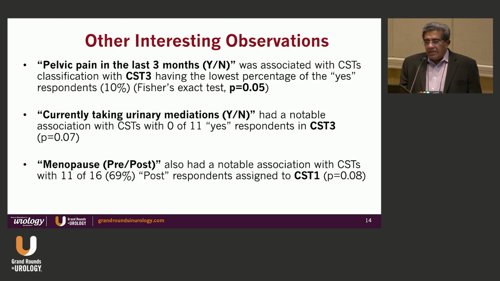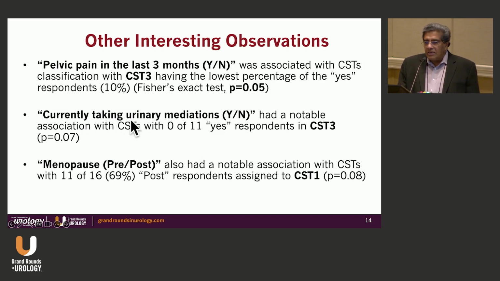Now, some other interesting observations. We tried to relate the questionnaire answers to these community state types, especially in females, because the men all clustered into one community state type. Pelvic pain in the last 3 months, yes or no, was associated with the classification, with the third community state type having the lowest percentage of yes, and it is statistically significant. The other two results are not statistically significant, but they are heading that way.